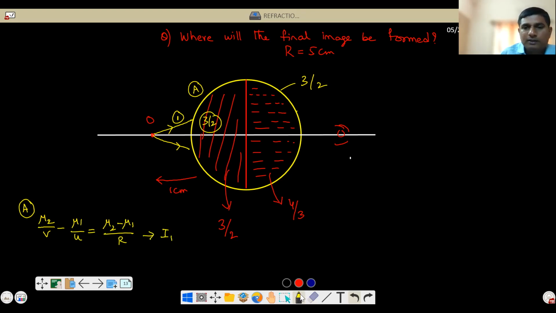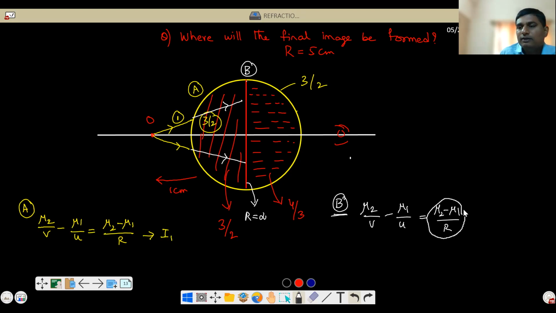From there, the rays will get refracted like this, and then they'll fall on this surface. Now this is another surface separating different media, although it is not a spherical surface but a plane surface, correct or not? So for surface B, again apply the formula mu2 by V minus mu1 by U is equal to mu2 minus mu1 by R. But since this is a plane surface, the radius of curvature is infinity. Then you will get one image, calculate this V, that is called I2. U will be the image of the first one; this I1 becomes U for this surface.